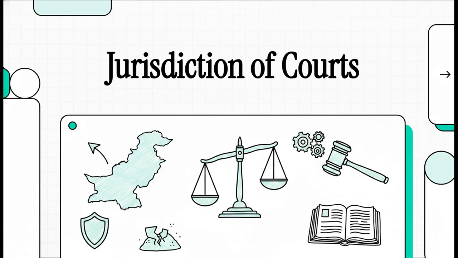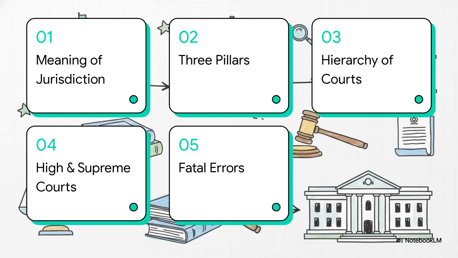Because if you get this wrong right out of the gate, well, everything else you do might literally just turn to dust. Here's our roadmap for today. We're going to cover the meaning of jurisdiction, the three jurisdictional pillars, the hierarchy of Pakistani courts, the specific roles of the High and Supreme Courts, and finally, fatal jurisdictional errors.